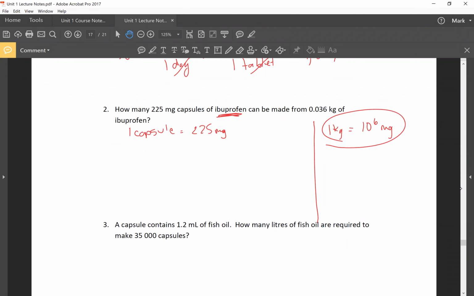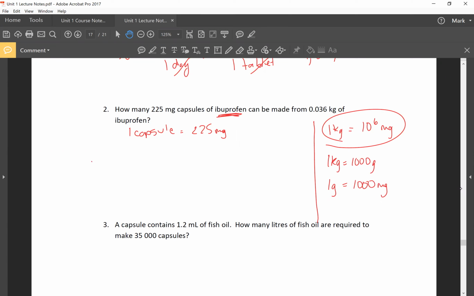The other way to do this, you could do this in two parts. This is kind of how I would do this if I didn't have that number line. I know that in 1 kilogram, there's 1,000 grams. And I know that in 1 gram, there's 1,000 milligrams, which again is 10 to the 6. So you can use whatever you want, guys. You can use the number line. I don't care. Whatever you guys want to use, you can use.